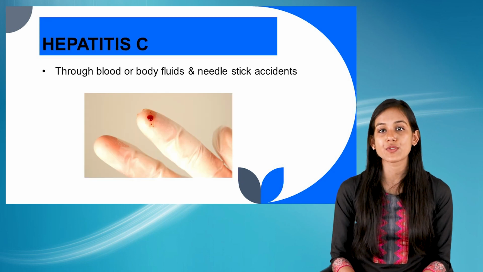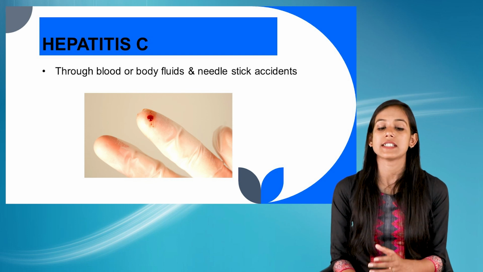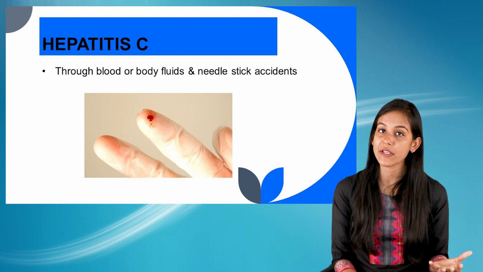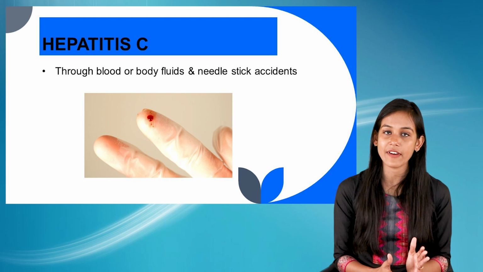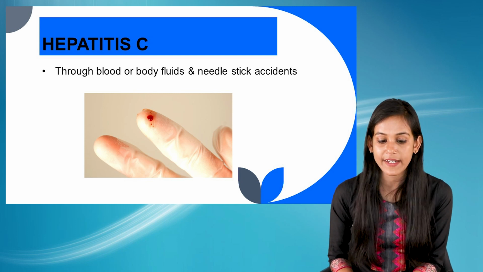Next, let us move on to hepatitis C virus. Hepatitis C virus is a single-stranded RNA virus. Now we said that hepatitis B was a DNA virus, and hepatitis A was again an RNA virus. Hepatitis C is also a single-stranded RNA virus.